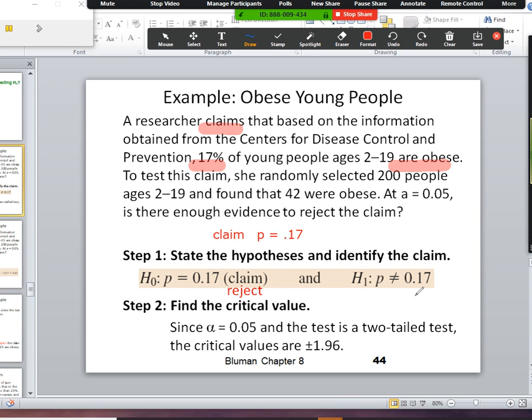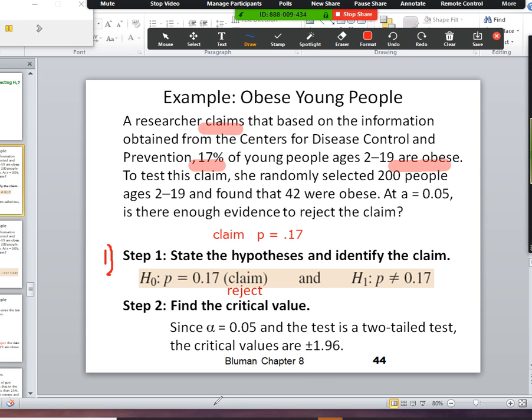This is your note, so you should be writing this down. Step 1, you should be writing 1, and then writing in H naught and H1, writing down claim next to H naught, and writing down reject in parentheses next to H naught. This is the part you're turning in and uploading.